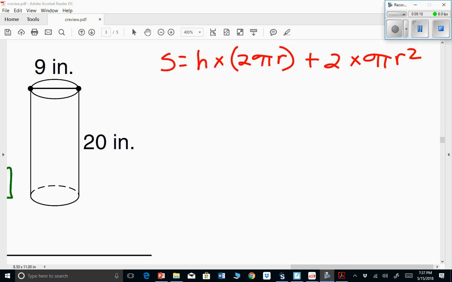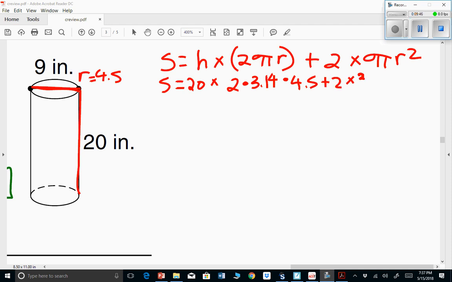Okay, so here is our formula. Now we just have to start plugging things in. Height of the cylinder is 20, so we'll plug that in for h. Pi is 3.14 times r, the radius of this circle. They gave us the diameter. If the diameter equals 9 inches, then the radius equals 4.5 inches. It's always half of the diameter. 4.5 for r, 3.14 for pi, 4.5 for r, and don't forget the squared.